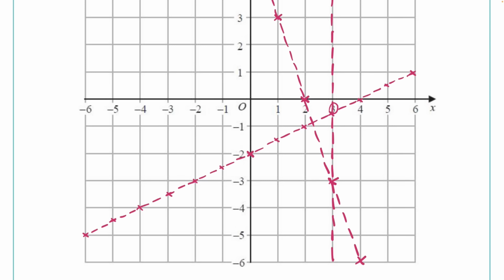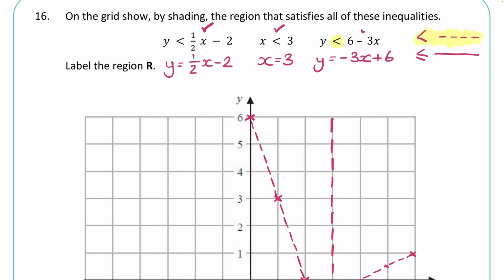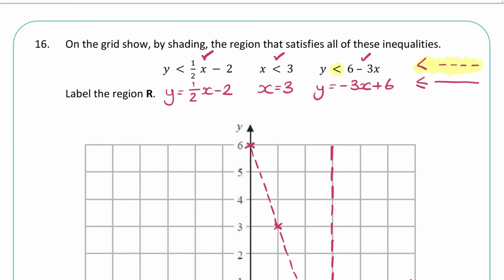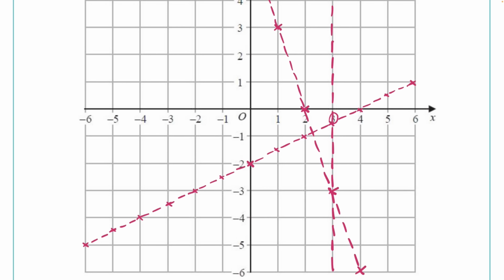So we have to label the region that satisfies these inequalities. Now a few things can help. We know that x has to be less than 3. That's that middle one here. X has to be less than 3. And that one there is going to help us to get rid of some of the regions that we don't want. If x has to be less than 3, it has to be on the left-hand side of that straight vertical x equals 3 line, which means it can't be this region. It means it can't be this region, and it means it can't be this one down here. So they're the regions that it can't be.